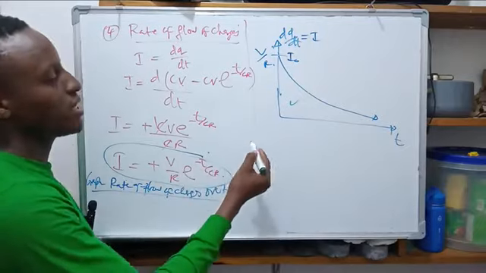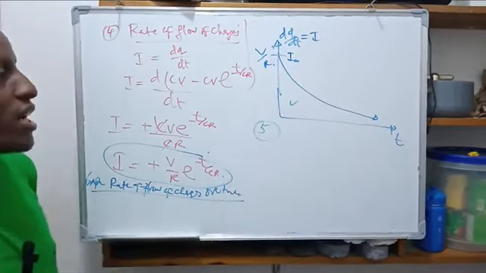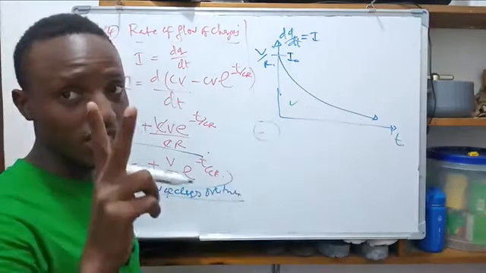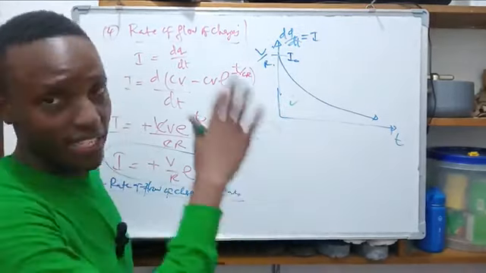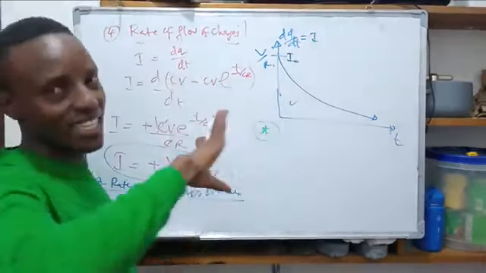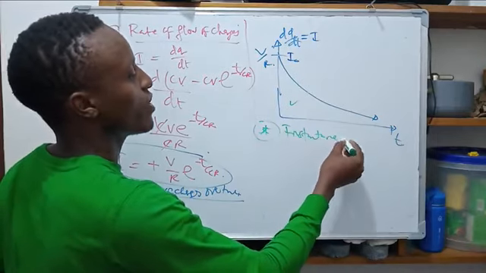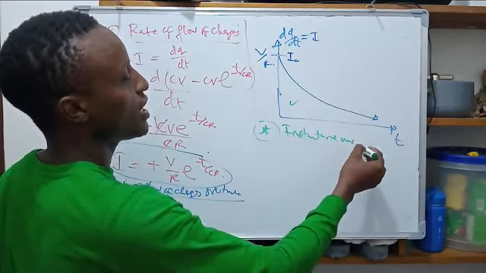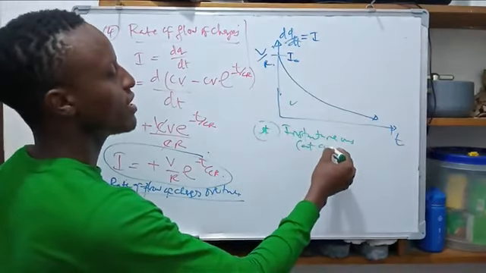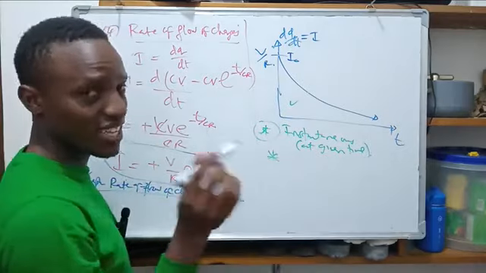But what if they don't ask you about the nature of the rate of flow? They can ask you in two cases. They can ask you the instantaneous value, which is the value at any time, at the given time. But actually, there are three cases.